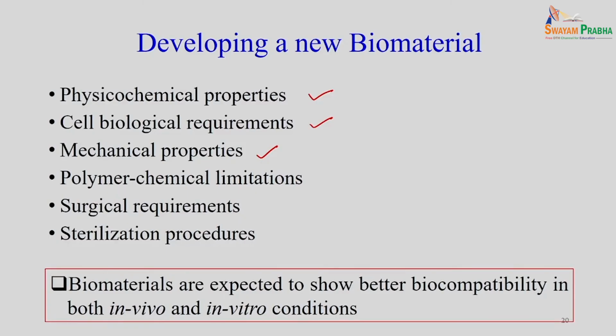Then its mechanical property. As I told, this mechanical compatibility is very important, otherwise inflammation leads to the replacement, or you can say the failure, of the implant. Also we have to see the polymer chemical limitation. So, whatever material you are using, what is its limitation, particularly from its chemistry point of view, and what should be the surgical requirement during its implantation.